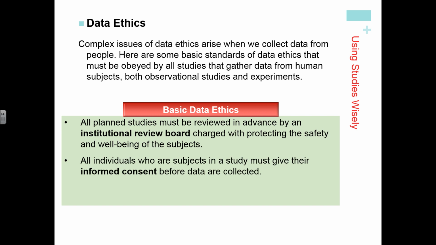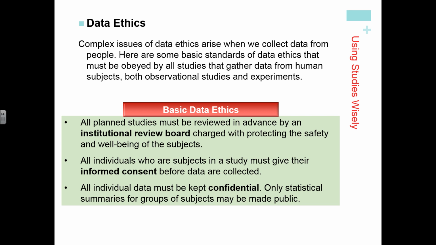Once you get it approved, you then have to get informed consent from each one of those subjects to make sure that they're actually willing to take part in the study. You can't just do a study because you want to do it. You actually have to get consent from those people. And then you have to make sure your data is kept confidential. The second that it's not confidential anymore, you're breaking all kinds of laws and rules. So you want to make sure that you're keeping it confidential, and only provide statistics for the group, not for individuals. And that's it.